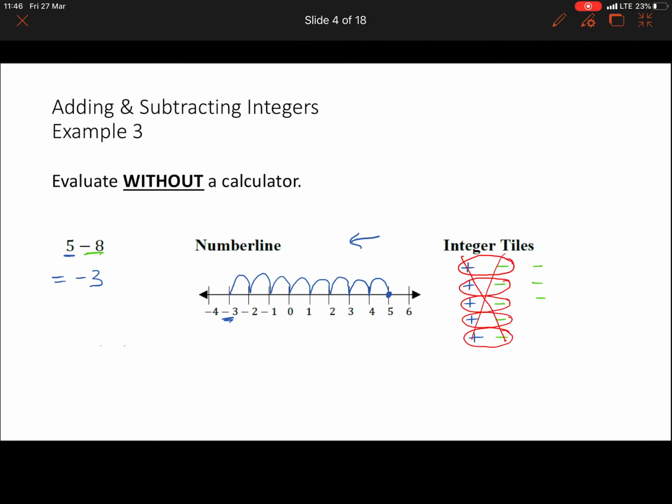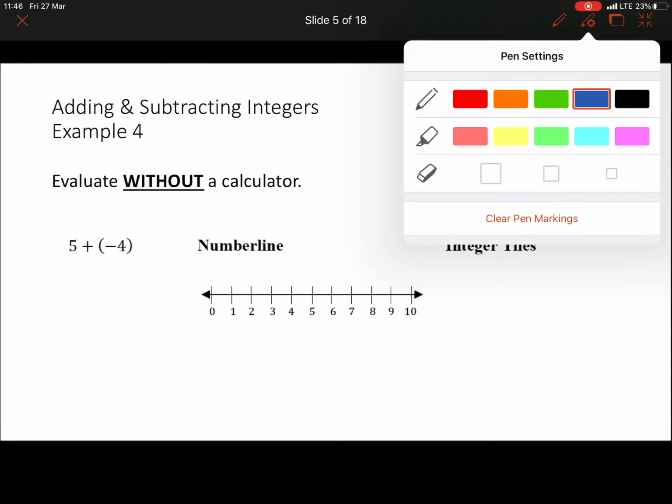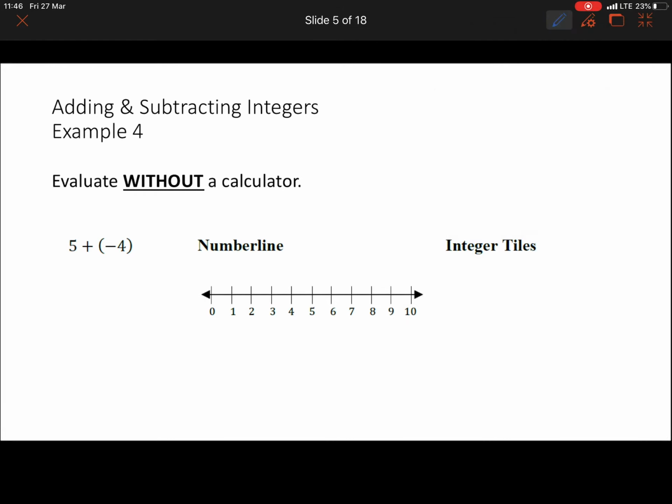Going to our next example, 5 plus negative 4. So looking at 5 plus negative 4, we start at 5. It does say we're adding, but the negative 4 tells us to change directions. So we go backwards 1, 2, 3, 4, giving us an answer of 1.